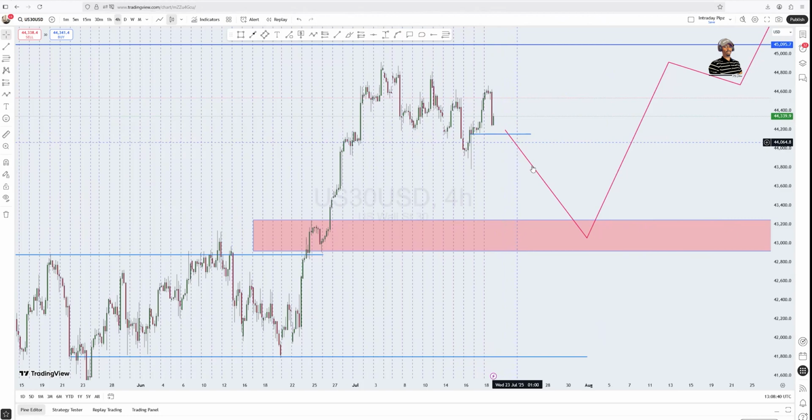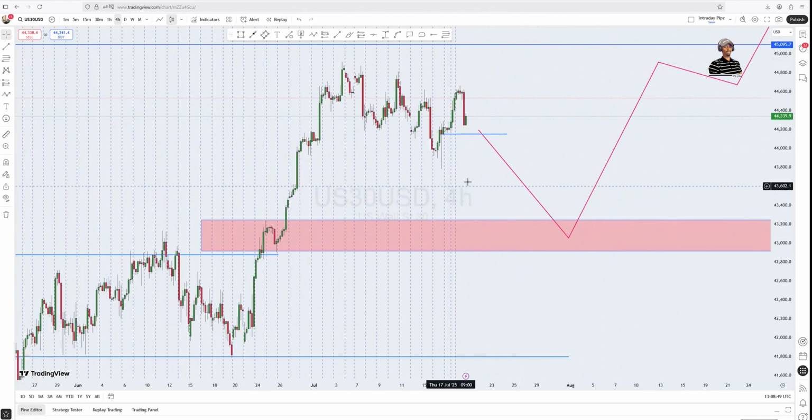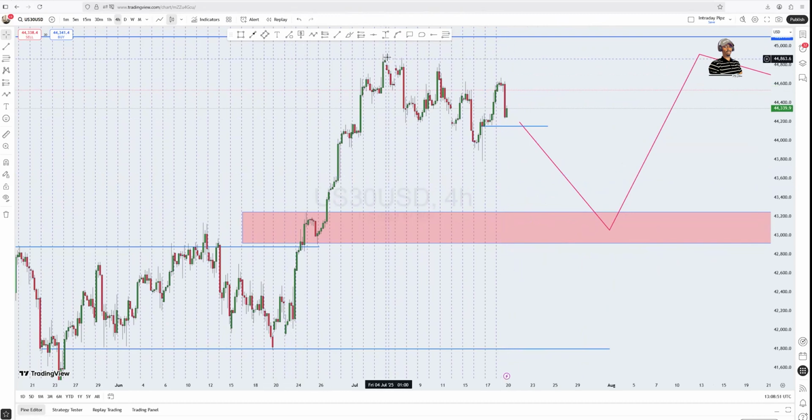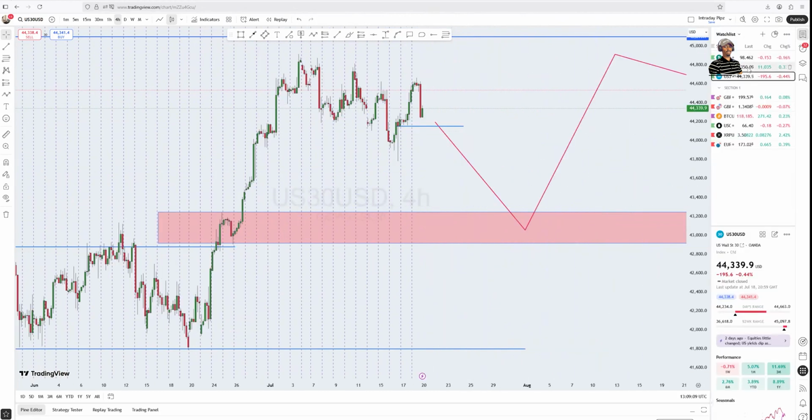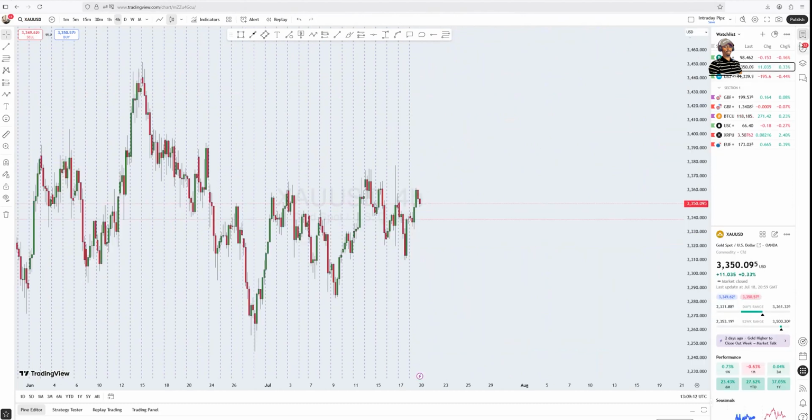So I'm going to be selling towards this zone, and I will buy off this zone towards the high, expecting a new high, or probably at least targeting this high, then the ultimate high before an expectation of an all-time high. So basically this is my expectation on US30. I'm looking for sells, then buys. So quickly, let us jump straight to gold.